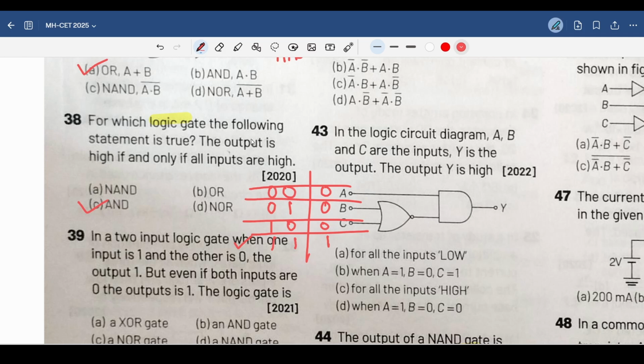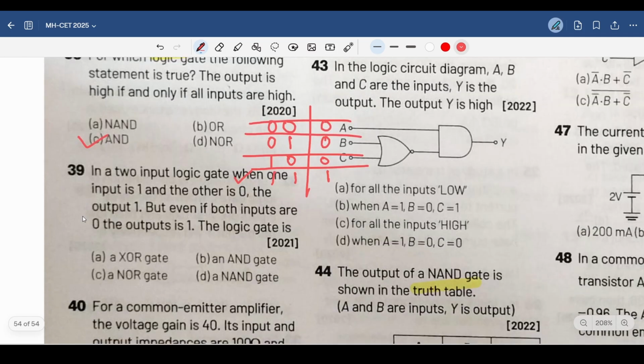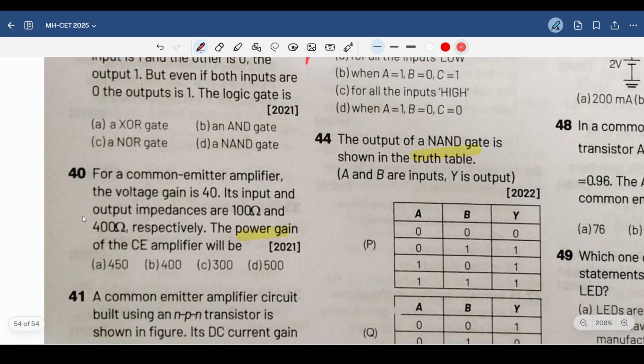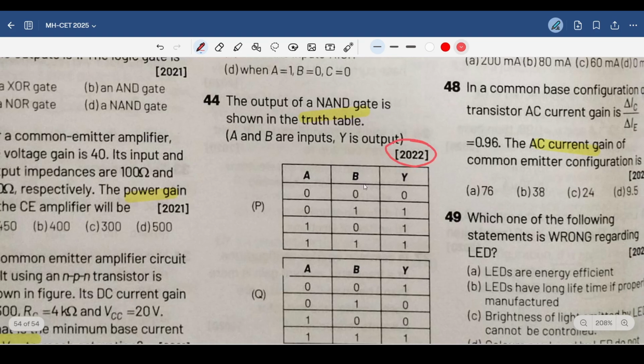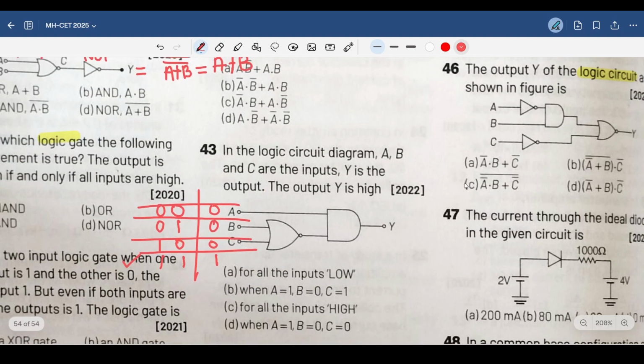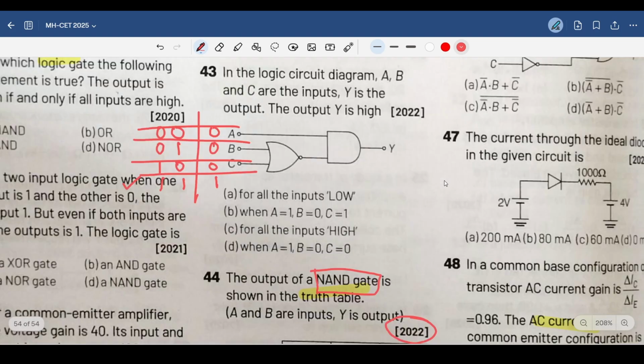See, in this question, the question was on the truth table, but they did not ask for the truth table directly. They are just asking one combination of the truth table. So you have to know the logic behind the truth table. Now look at this question. In 2022 they asked directly what is the output of a gate, and they have given different options P, Q, R, S, from which you have to select.